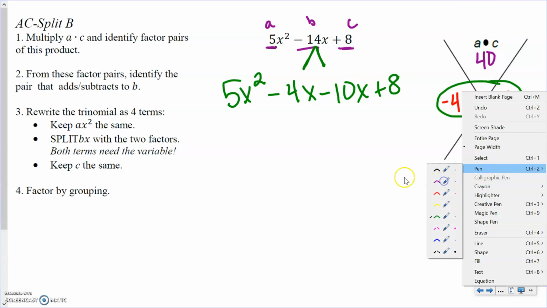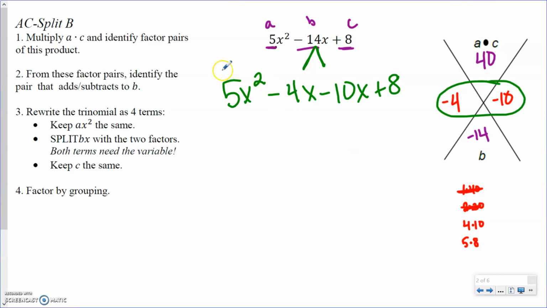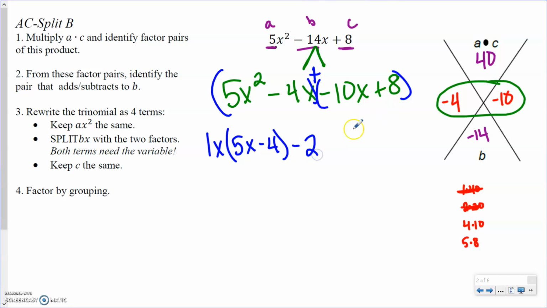Once we're here, we're just going to go back to what we were doing in the last section. We're going to make 2 groups. Squeeze that plus sign in there. We're going to factor out our GCFs. So 5 and 4 can only be divided by 1, but they have an x in common. So if I take out an x from that first term, I'm left with 5x. And if I take out an x from the second term, I'm left with a negative 4. In the second group, I can divide by negative 2, but they don't have any x's in common. So negative 10 divided by negative 2 is positive 5, and 8 divided by negative 2 is negative 4.